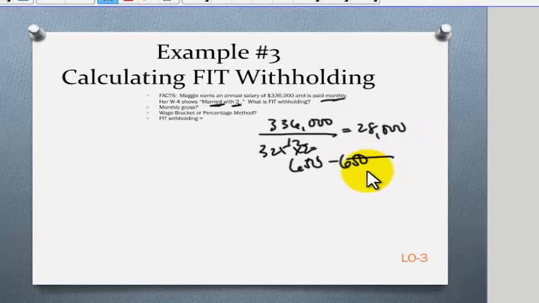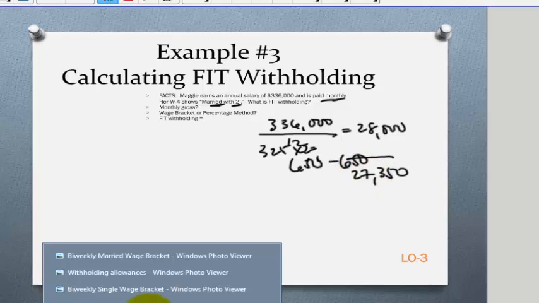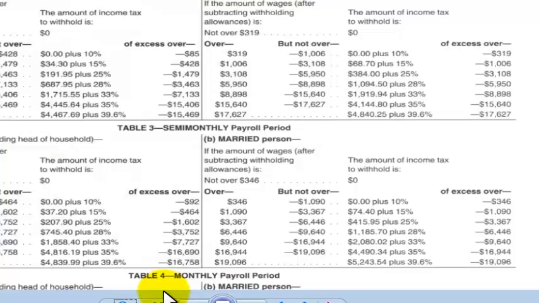I don't know why it keeps doing that, but so that's going to give me $27,350. Okay, so $27,350. Now this is the amount that I need to calculate the tax on. So let's go back to our percentage method. And again, she is monthly.